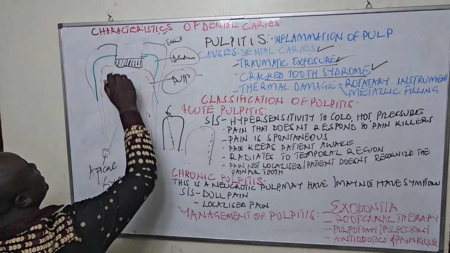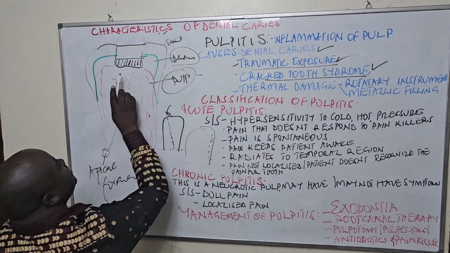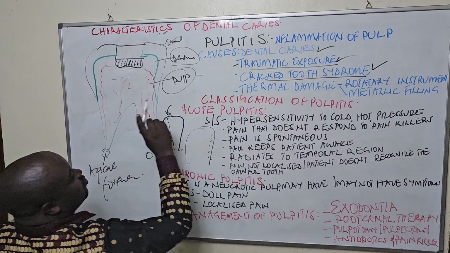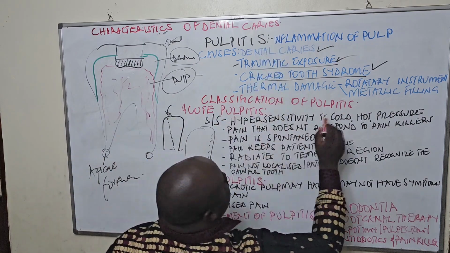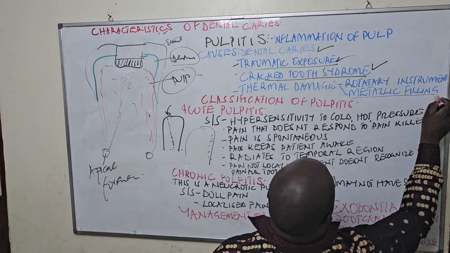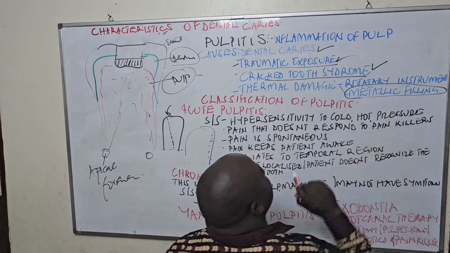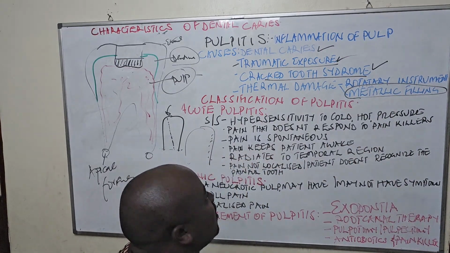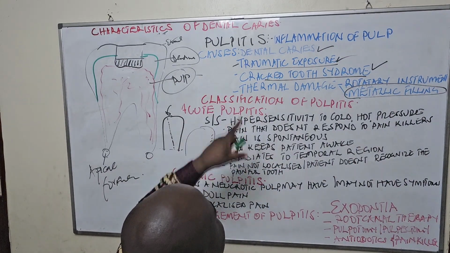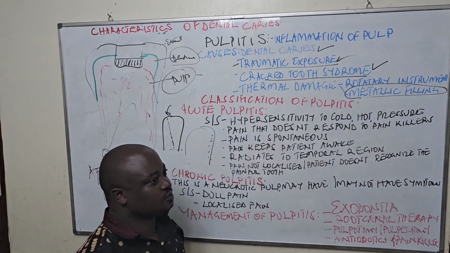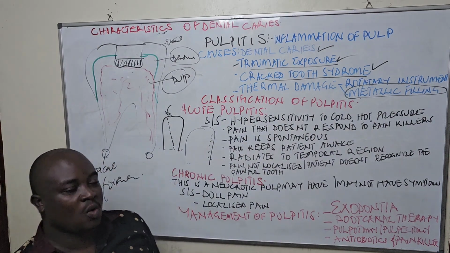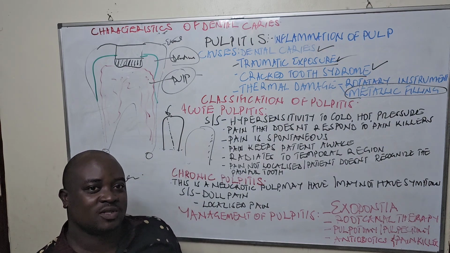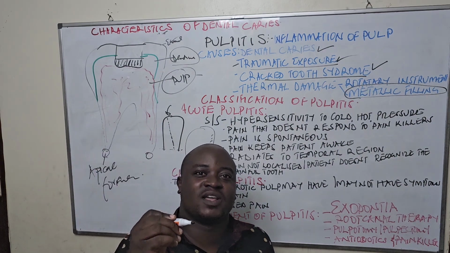So when you put a metallic cement directly on top of the pulp, you shall cause what? Pulpitis, because the metallic filling or the metallic cement will cause this type of pulpitis, which we may talk about later as galvanic shock.